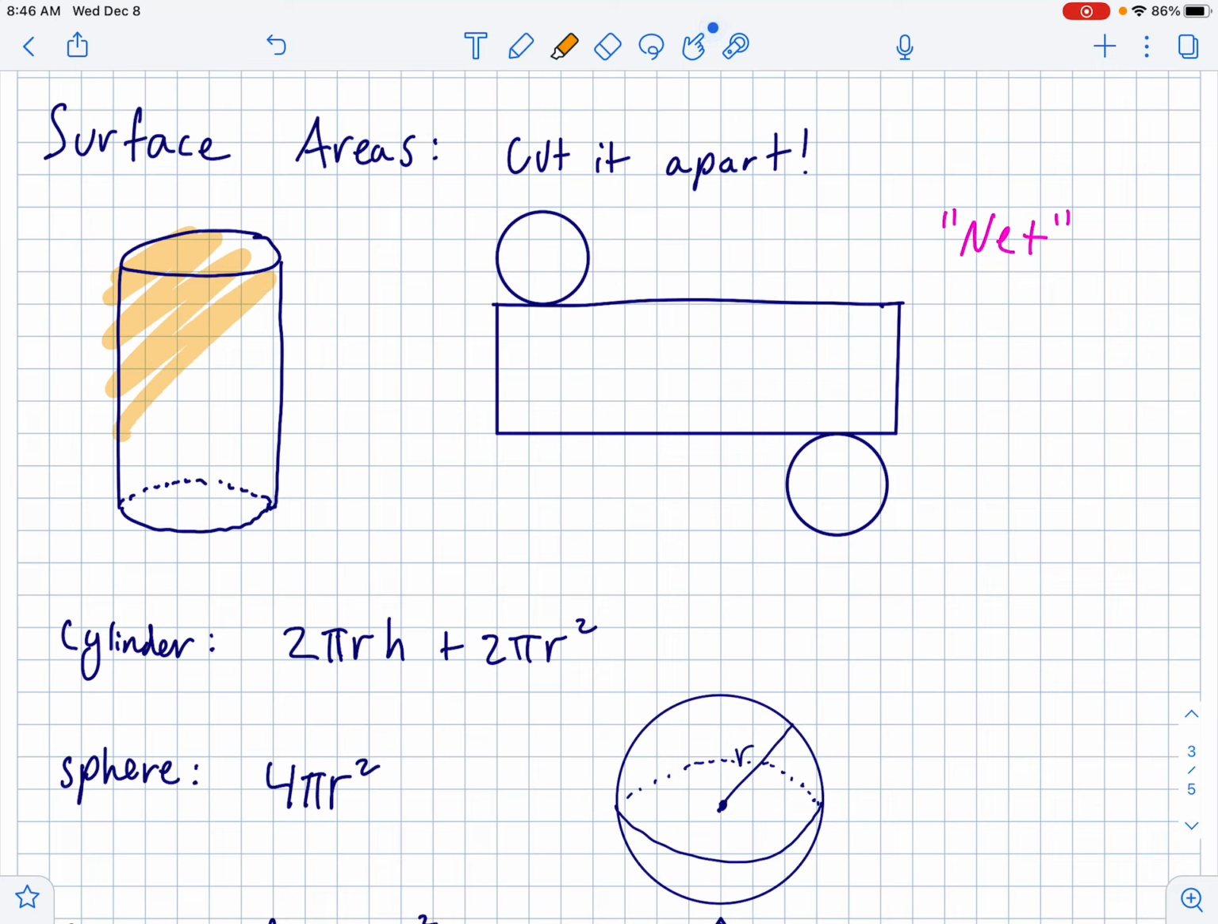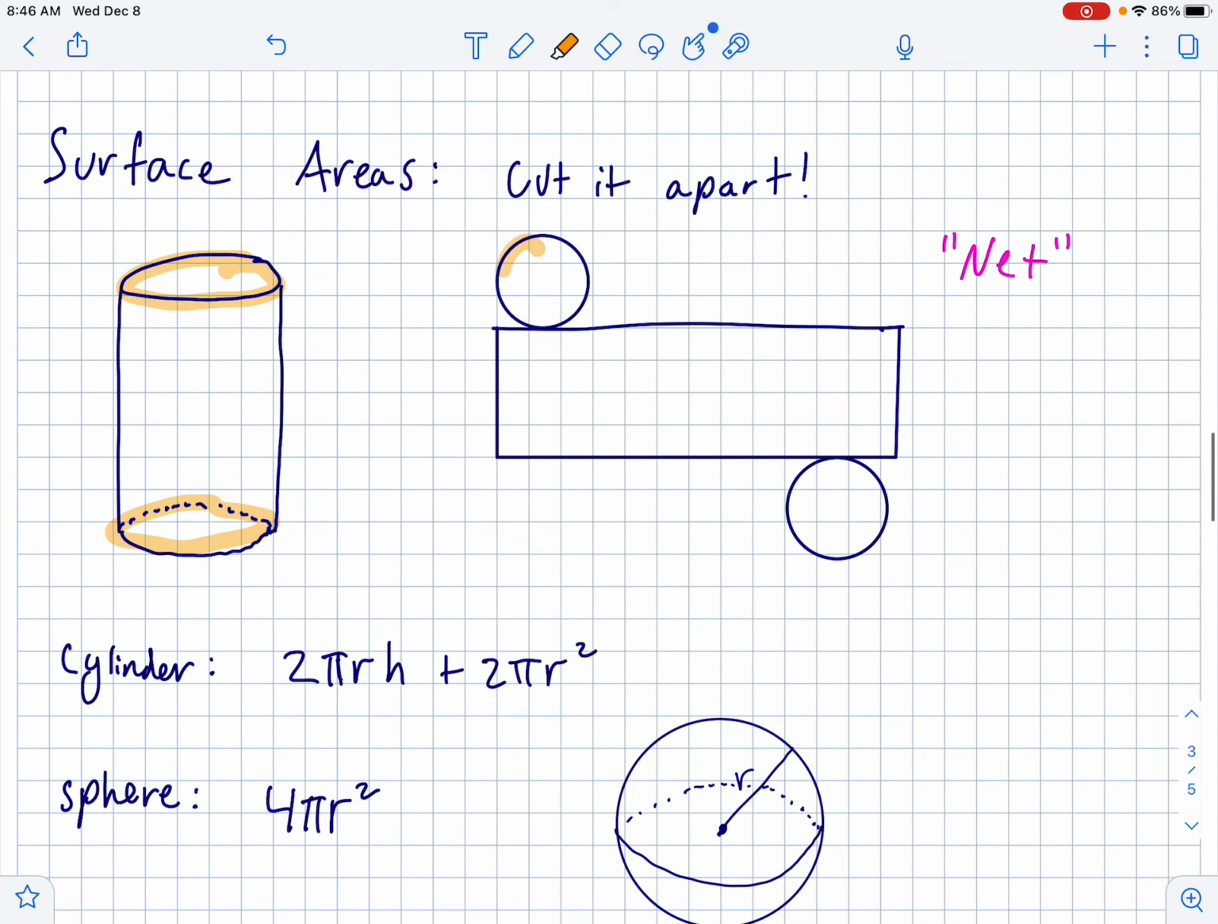So let's start with a cylinder. If you have a cylinder, there's a circle on top and a circle on the bottom. So that's here and here when you cut it apart. But then around the side, there's going to be this rectangle that got wrapped around the circle. So if we're finding area, each of these is pi r squared. But then the area of the rectangle is going to be length times width.